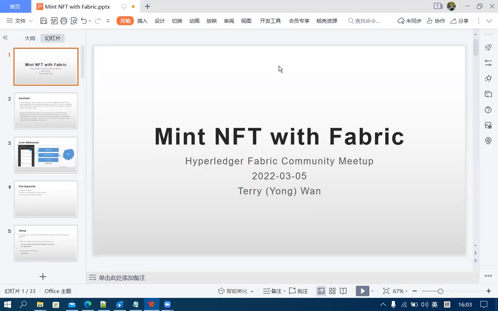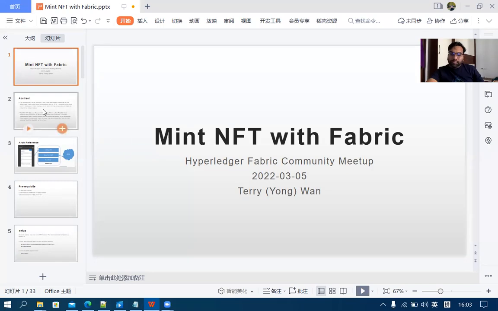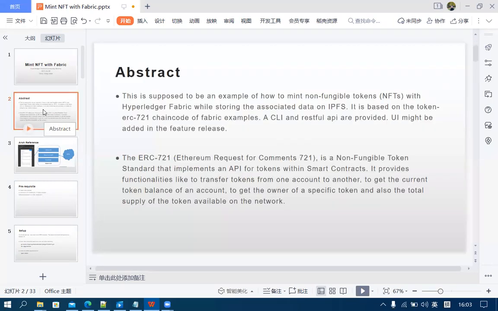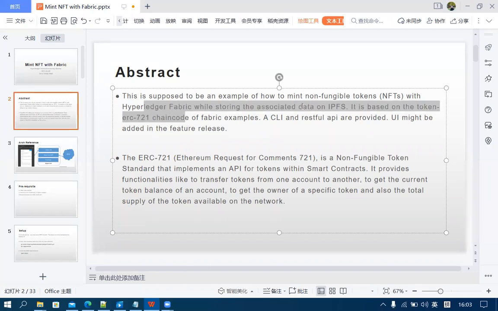Thanks everyone, and I will do the sharing. Today's sharing is about Fabric. I reused the Fabric sample chain code in the community. Maybe everyone knows there's the token ERC-721, but we can use this chain code to do a lot of things.